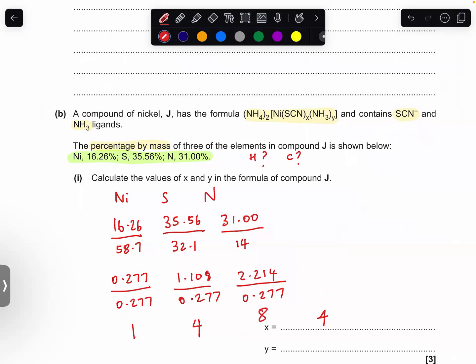Now nitrogen, there's 8. My screen's not responding.